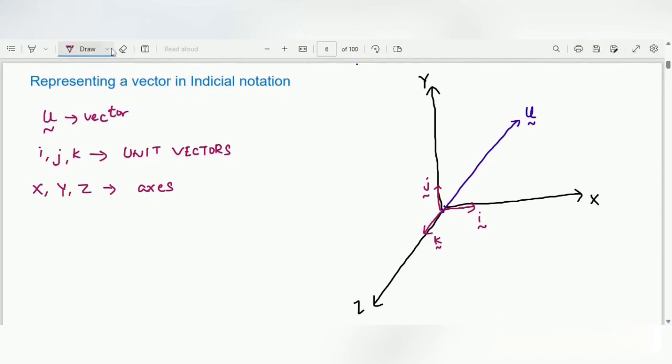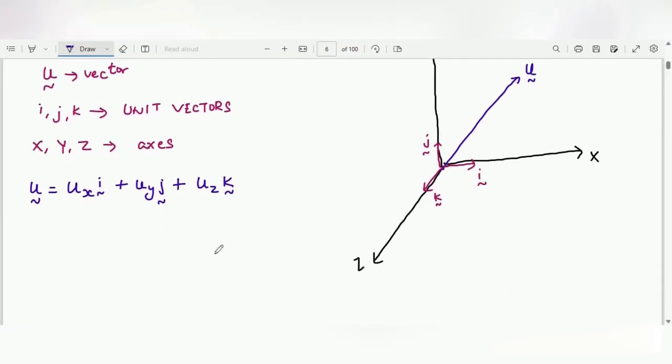Fine. So now I can resolve this vector u in x, y, and z components. U vector is equal to, if we resolve into x, y, and z components, ux i vector, that is the vector in the x direction, plus uy j vector plus uz k vector. From our basic engineering mathematics, we know how to resolve the vectors.